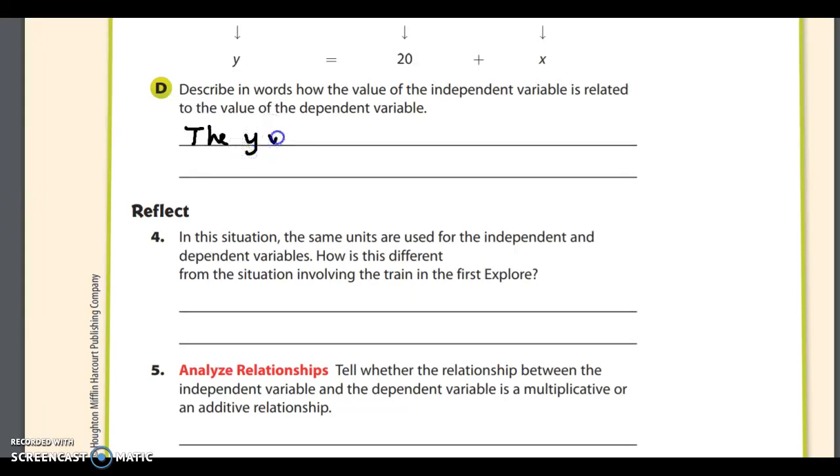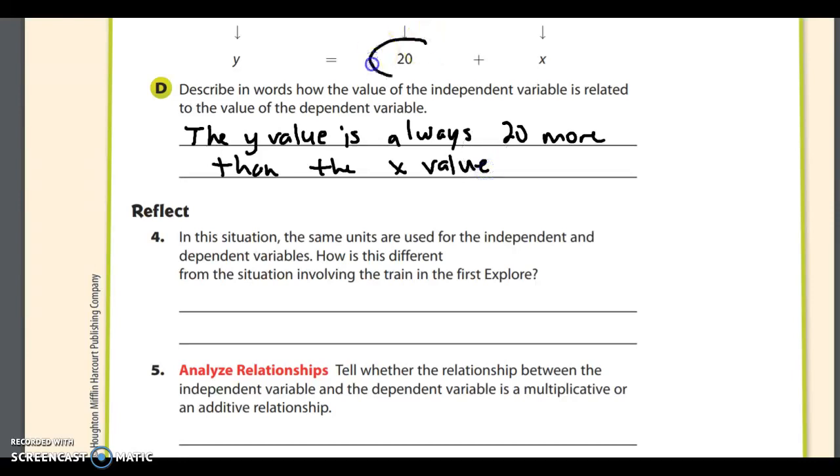The y value is always 20 more, or 20 greater than the x value, which is this right here, the 20 plus.